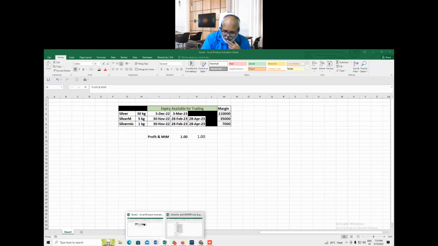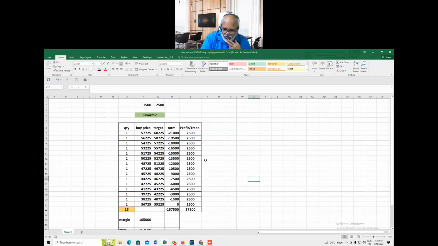Now, how do we plan to trade in silver micro? You can trade in silver micro manually or using the investment sheet, wherein you will be trading with one quantity and planning to buy 15 quantities when the market drops. The target that we will be selecting is 2,500 rupees and the buy set off is 1,500 rupees.